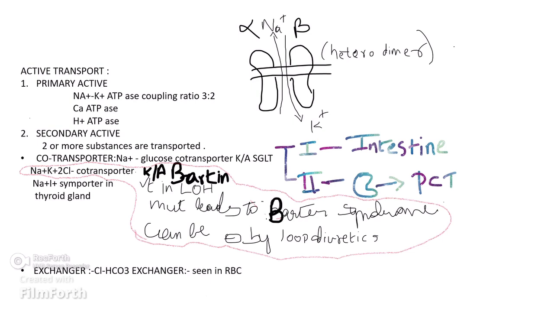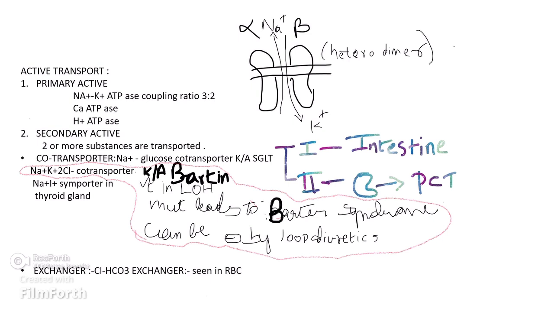Alpha subunit has the binding site for sodium and potassium. This sodium potassium ATPase contributes to the basal metabolic rate. And one more thing, the coupling ratio is important, which is 3 is to 2. That is, for every 3 sodium moving out, 2 potassium come in. This is known as coupling ratio, which is 3 is to 2.